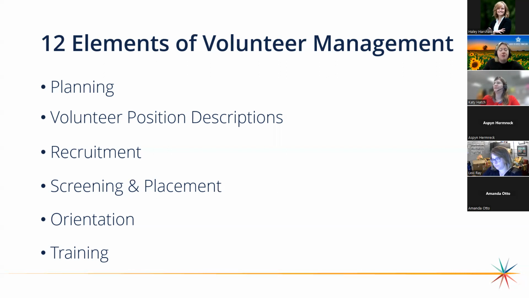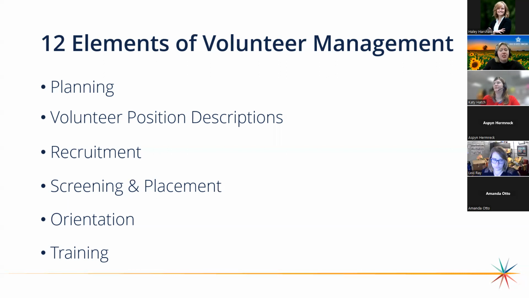Recruitment is the process of finding and encouraging people to give their time and energy to your organization. Great recruitment targets audiences most likely to have the skills and the interests that match the volunteer positions that you have available at your organization.